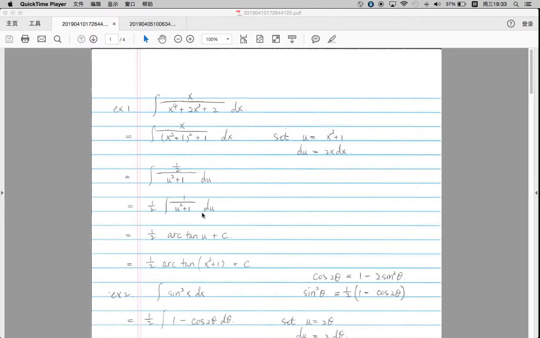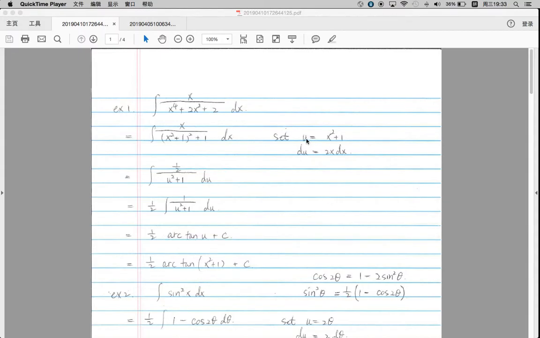This is a formula you need to memorize. So 1 over u squared plus 1 integrates to arctangent. Actually, in this step you already have your answer to the integral. However, since we used the substitution, we need to bring back the variable. We have the answer of this integral with u as a variable, but the original function has its variable in terms of x, so we need to bring x back into our solution.